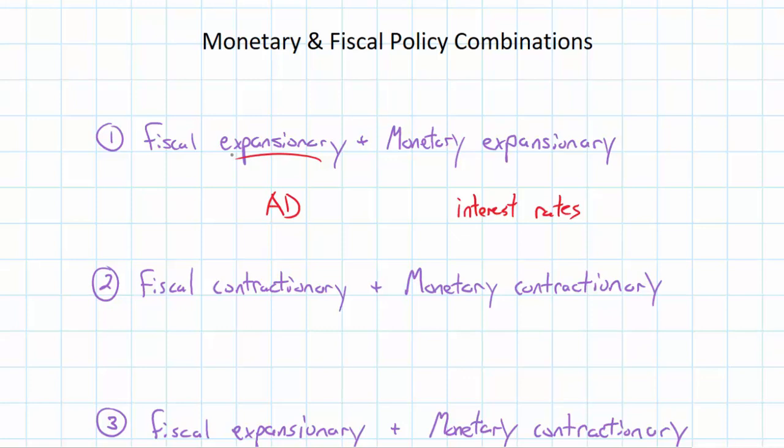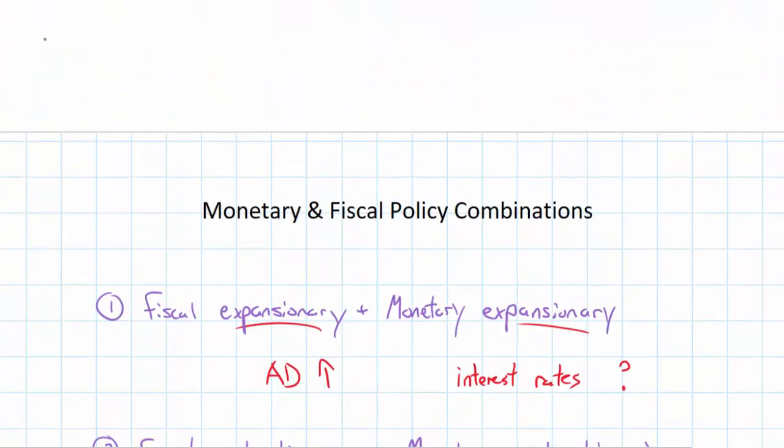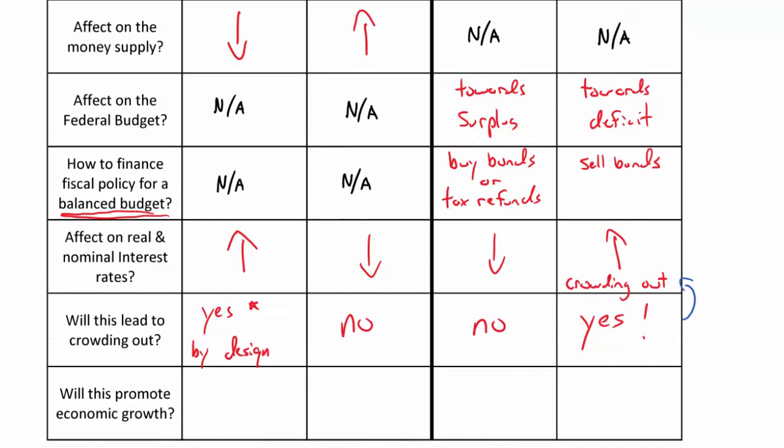If I have expansionary policy that's fiscal and then expansionary policy that's monetary, aggregate demand will surely increase. However, I don't know what the effect will be on my interest rates. And you can see that if I go back up here and I find the column where I have my interest rates, which is going to be this one right here, the effect on real and nominal interest rates. If I've got expansionary fiscal policy, I have an increase in interest rates. But if I have expansionary monetary policy, I have a decrease in interest rates. So the net effect is going to be indeterminate. We don't know what's going to happen with interest rates. It depends on the relative strength of the 2 policies.